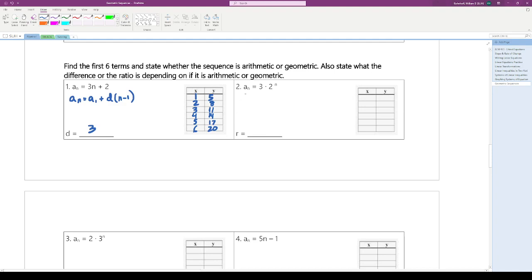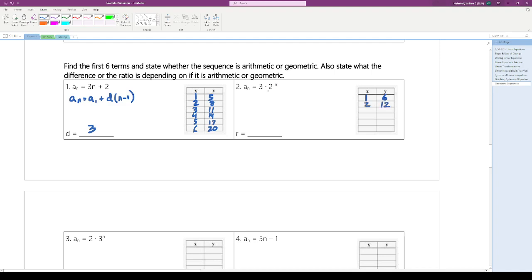All right, number 2, we have 3 times 2 to the n. Since the operation happening between our terms is a multiplication, not an addition, this is a geometric sequence. So our first term, let's plug in 1 for n. 2 to the first power is 2, times 3 is 6. So our first term is 6. Our second term is 2 squared, so 2 to the second power is 4, times 3 is going to be 12.